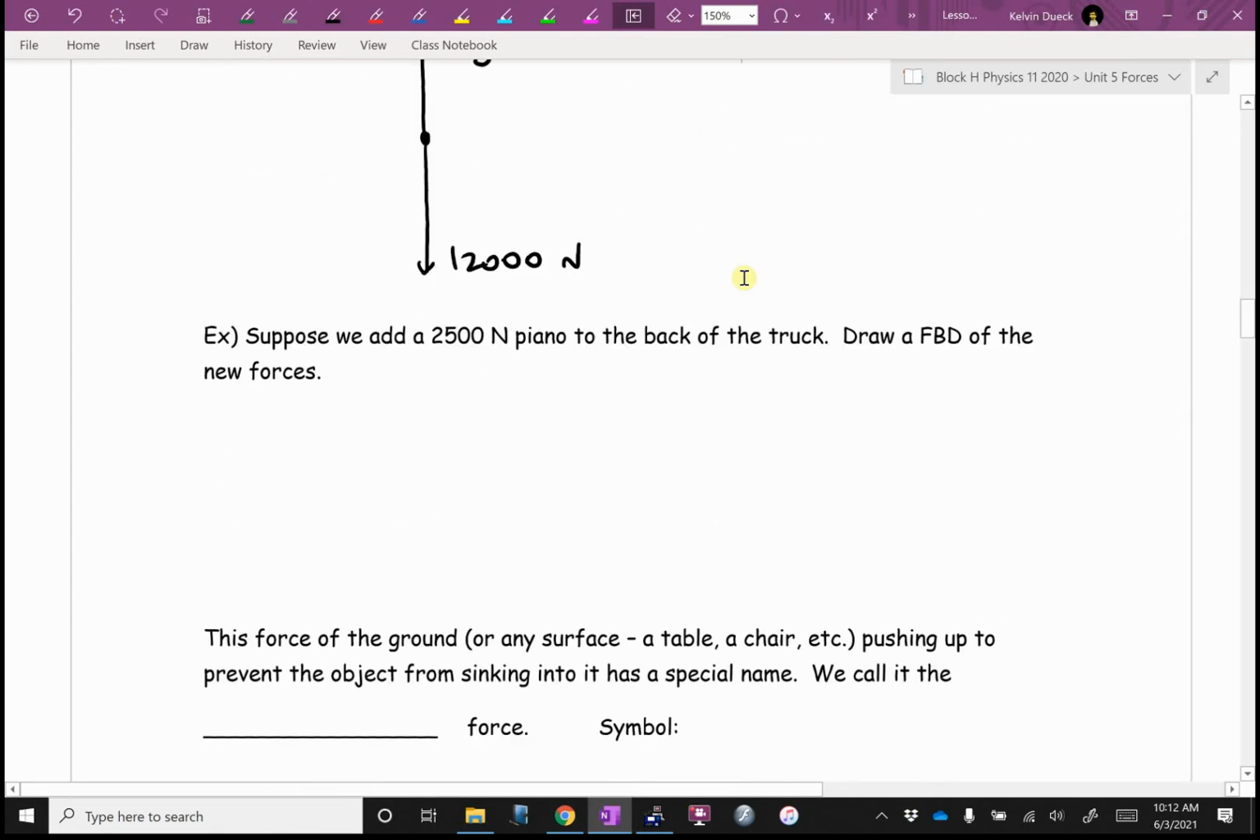Suppose we add a 2,500 Newton piano to the back of the truck. Draw a free body diagram of the new forces. Okay. What are the forces acting on this truck? Get the obvious one.